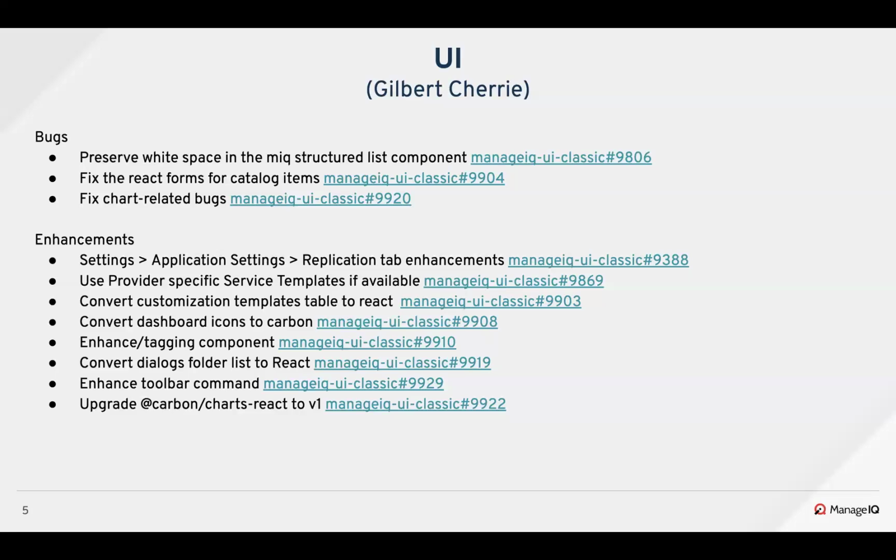Adam used provider-specific service templates when available. I converted the customization templates table to React and the dashboard icons also to Carbon icons. Osavod had a PR to enhance the tagging component. I had a PR to convert the dialog folders list to React. Osavod enhanced the toolbar command for Cypress, and Osavod also upgraded our Carbon charts version to V1.